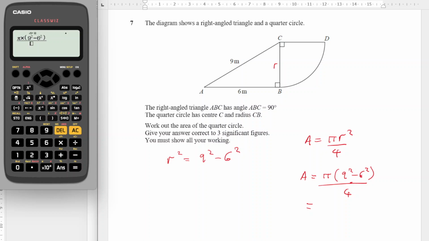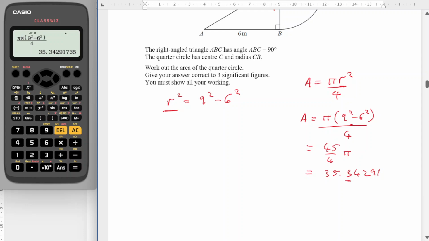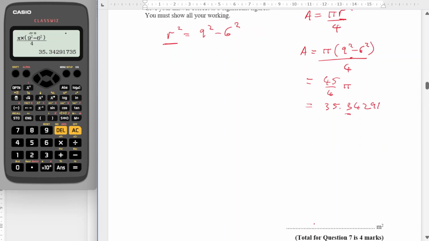The advantage of doing it that way is we only use the calculator once, and we also don't involve any square roots because we're substituting in r squared rather than square rooting and then squaring the value. So that gives us the exact value 45 over 4 pi. But then as the decimal, that's going to be 35.34291. So to 3 significant figures, that's going to be 35.3.